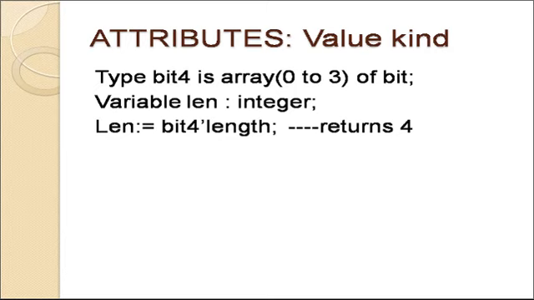Here is a value kind attribute. Type bit4 is array 0 to 3 of bit, and variable len colon integer, which means len is declared as an integer, and len is assigned bit4 tick length. The length of bit4 is 4. That's why len will be assigned with 4.